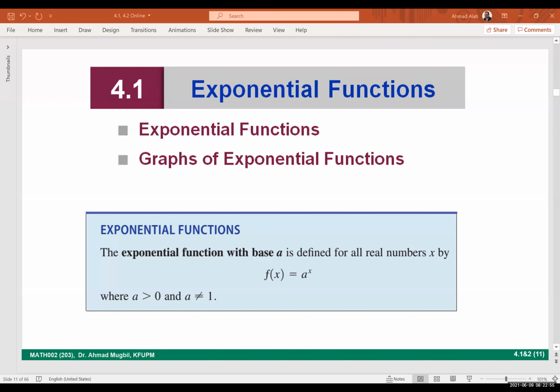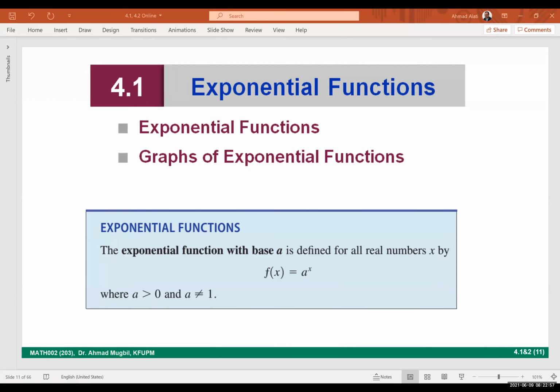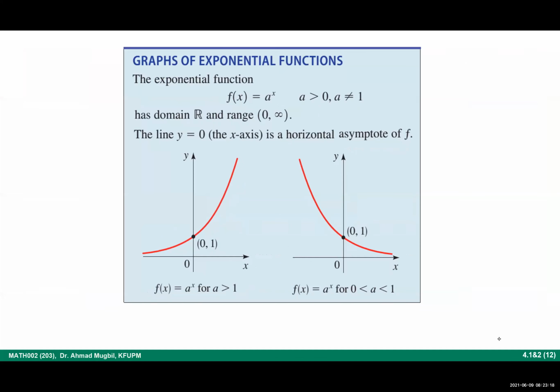As you remember, Shabab, the two sections 4.1 and 4.2 are about exponential functions, what they are and what their graphs look like. So this is the standard form of the exponential functions. Of course, a greater than 0, a is not 1. And the graph of these functions takes this shape, and all of them pass through the point (0, 1).